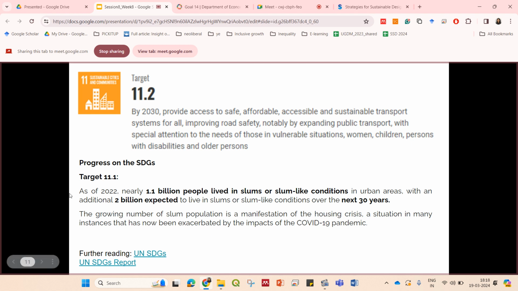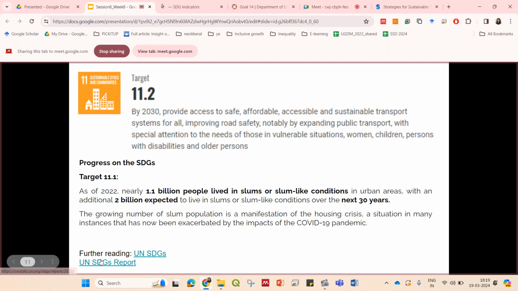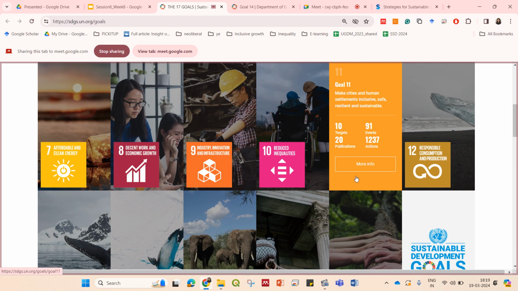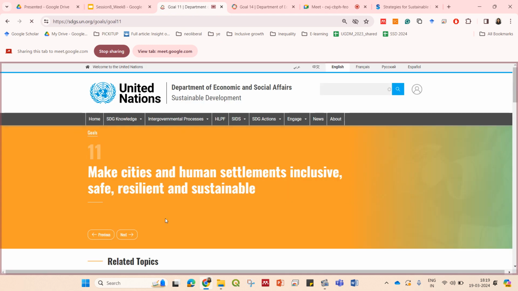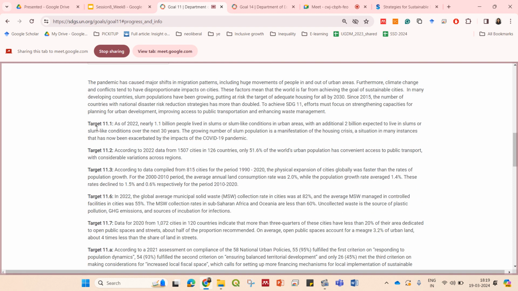So for example, as of 2022, nearly 1.1 billion people are living in slums or slum-like, sorry, I think I made a mistake and I wrote the progress on target 11.1 instead of 11.2, but I can show you where you can check this. I have provided a link here for the UN SDGs. Again, it is the same link from where you can access the sustainable development goals. If you go to goal 11 and go to the progress and info, here you can get the information about progress.